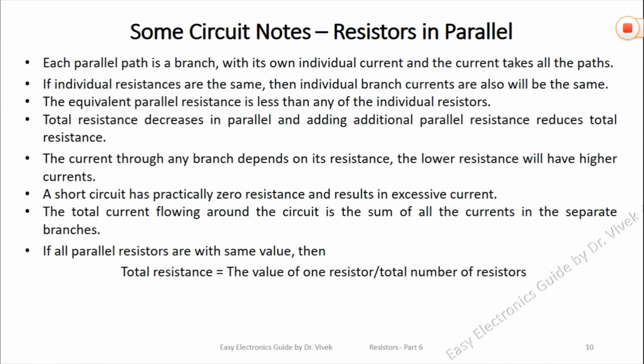In a parallel circuit, the current through any branch depends on its resistance. The lower resistance will have higher currents. So the total current flowing around the circuit is the sum of all the currents in the separate branches.